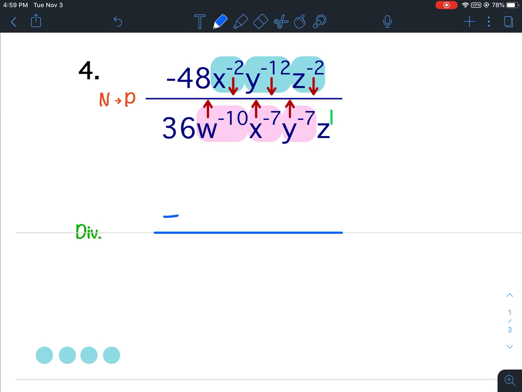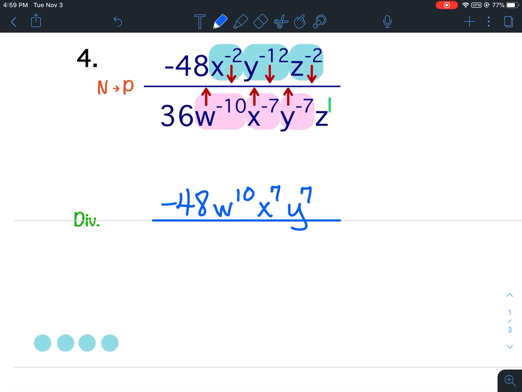I'm still going to have negative 48 in the numerator, but then all those terms up here, they get moved to the denominator. What gets moved to the numerator are all of these terms. So I'm going to have w to the 10th, x to the 7th, and y to the 7th.